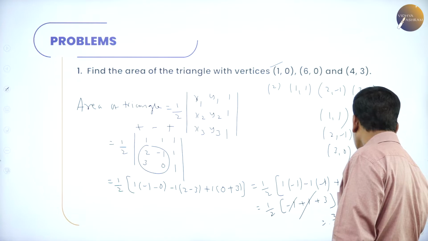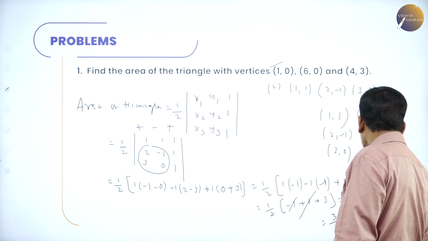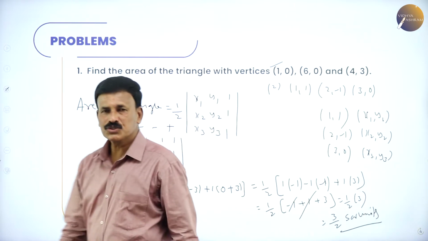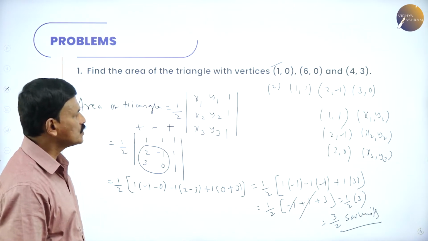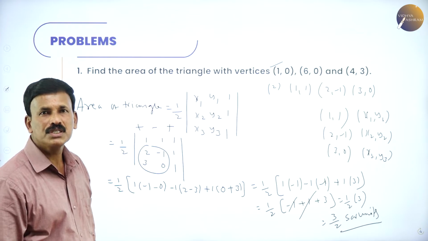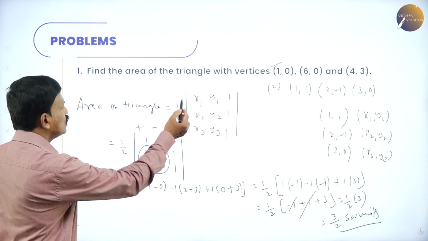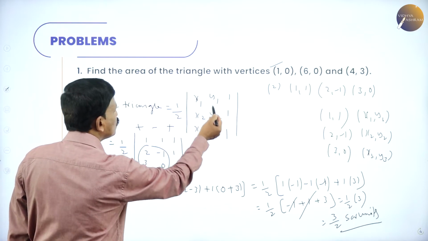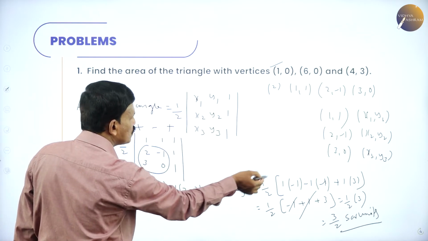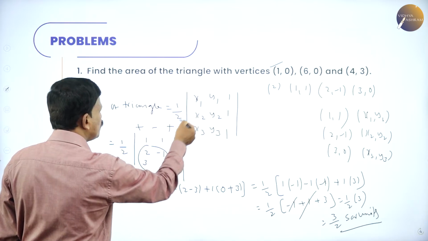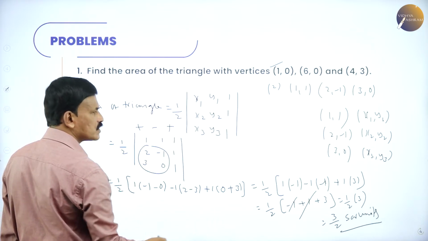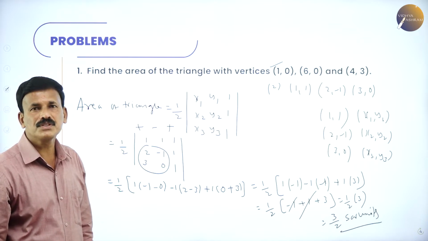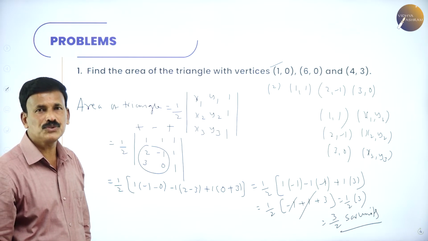So the required area is equal to 3 by 2 square units. So this is the required area. Very simple, right? See, x1, x2, x3 is 1, 2, 3, y1, y2, y3 is 1, minus 1, 0, and 1, 1, 1. Simplify with respect to first row. You will get the answer as 3 by 2. Half into 3 is 3 by 2 square units.